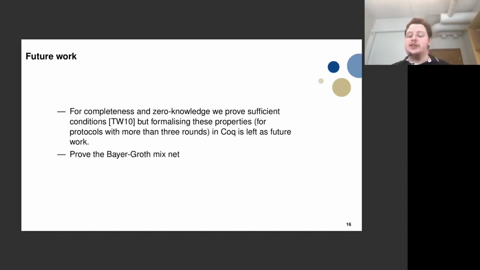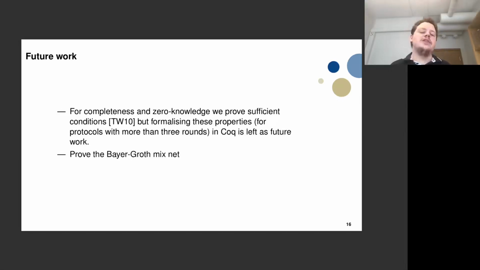The other thing we'd really like to do here is to prove the Bayer-Groth mixnet to be secure. The verifiable mixnet is fairly simple. There's one underlying Sigma protocol, and then there's one more round on top of that, or maybe 2 more rounds, depending on how you do it. So it's a very simple thing.